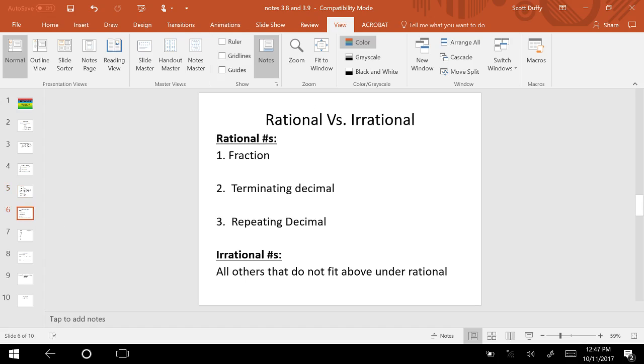Rational numbers can be turned into fractions, or just whole numbers over 1. They can be a terminating decimal or a repeating decimal. Irrational numbers are all other numbers that do not fit under the rationals.